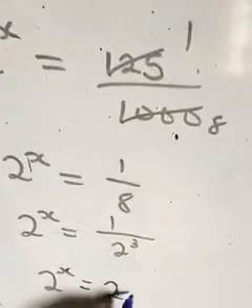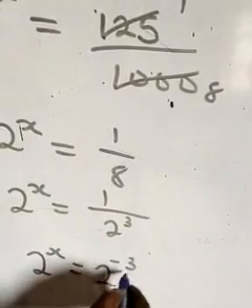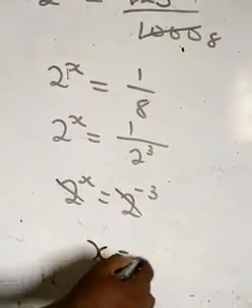Now 1 over 2 raised to the power 3 is written as what? This gives me 2 raised to the power minus 3 from our law. Anytime you have 1 over 2 raised to the power 3, it gives you 2 raised to the power minus 3. Now the bases are equal. Cancel out the base. x now equals minus 3.